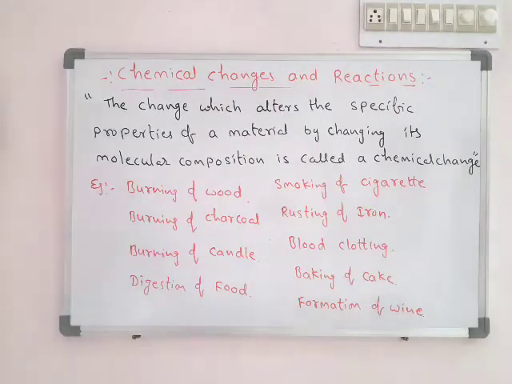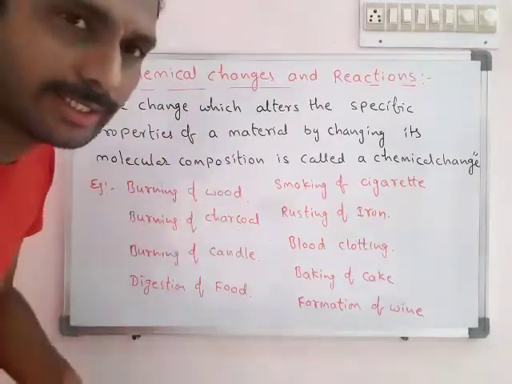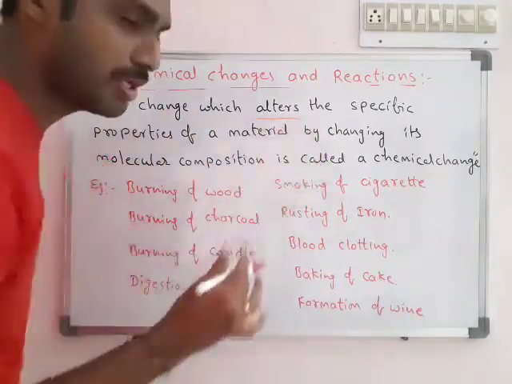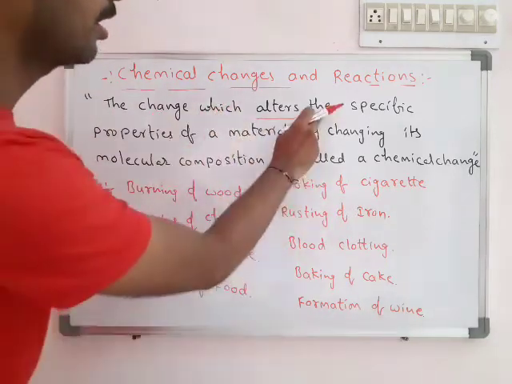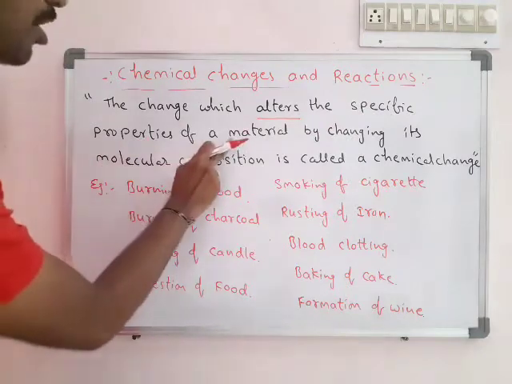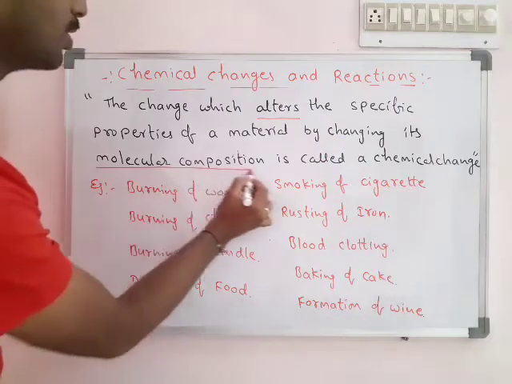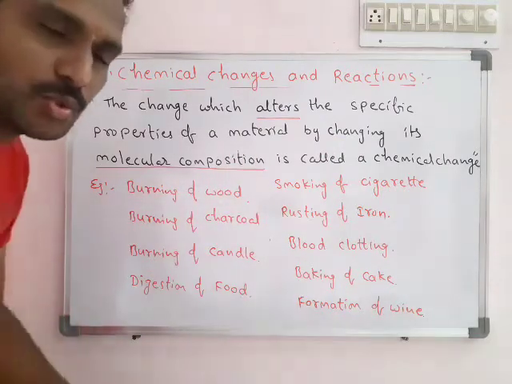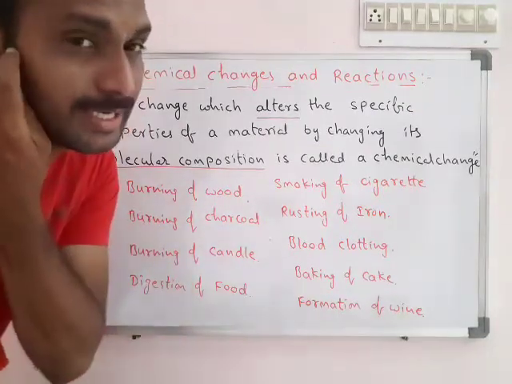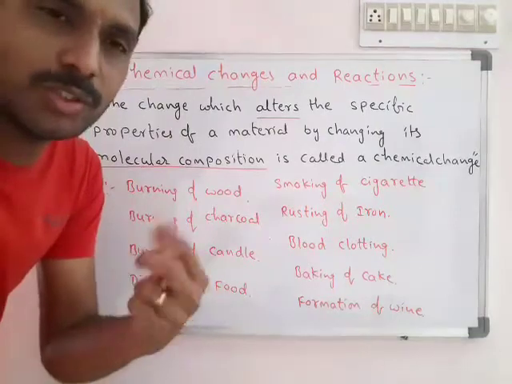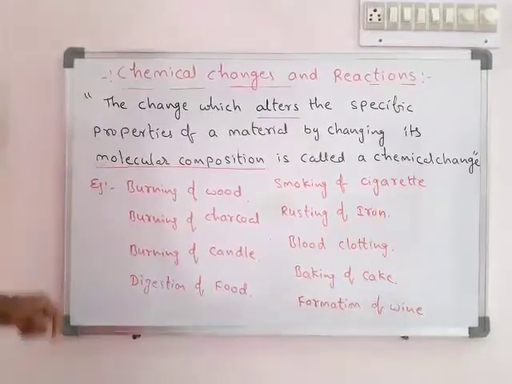See, the definition we can write for a chemical change: the change which alters the specific properties of a material, nothing but matter, by changing its molecular composition. It means the total molecular composition is changed, the formula of the compound is changed. Formula change means the total compound is converted into another compound. That type of change is called a chemical change.